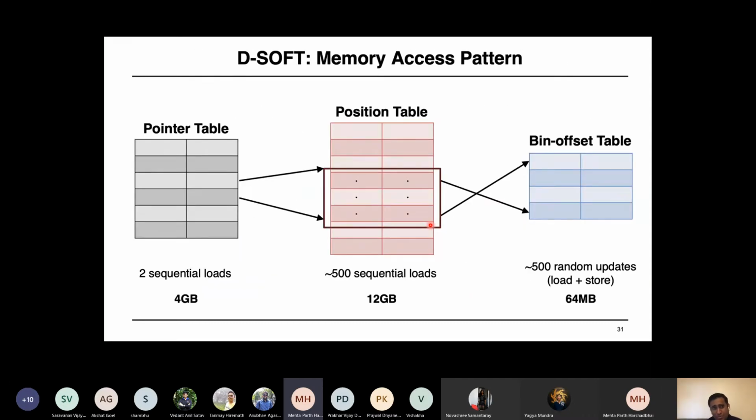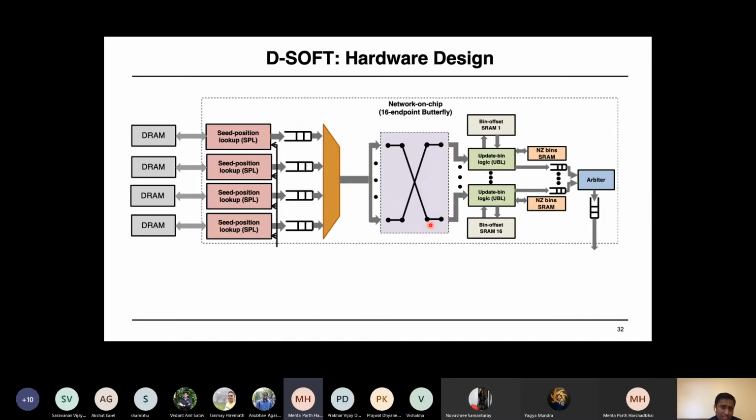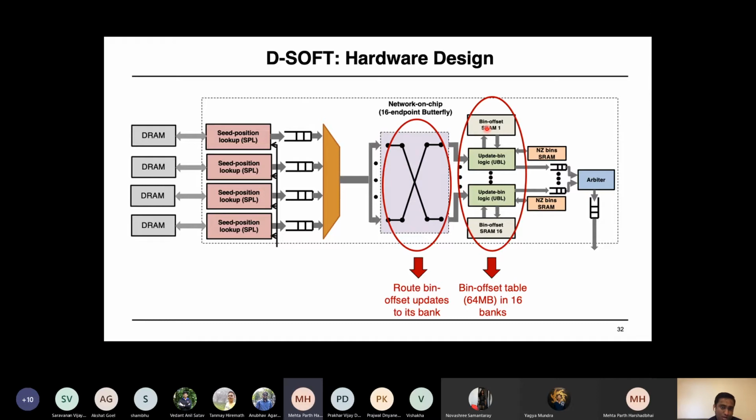So the next step was to accelerate D-Soft. Again, I'm not going to go into details, but essentially, some of these data structures which had random accesses, we shifted to SRAM, which means that you could access that memory in a single cycle, as long as they're on separate SRAM banks. And so that gives a huge speed up. But because they are random, you have to route the updates to those memories using a network on chip. And the large data structures, which had a sequential access pattern, were still on DRAM.